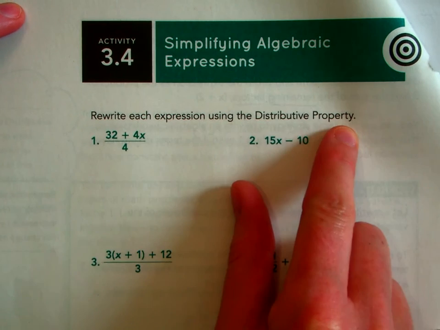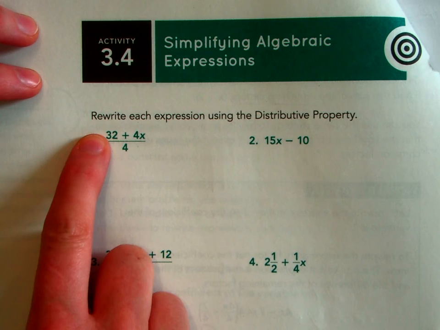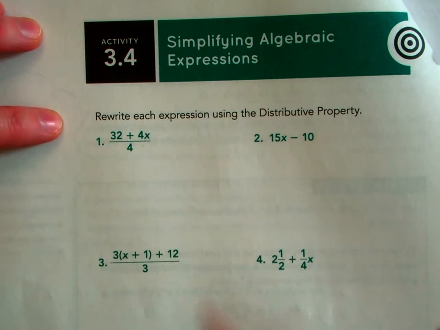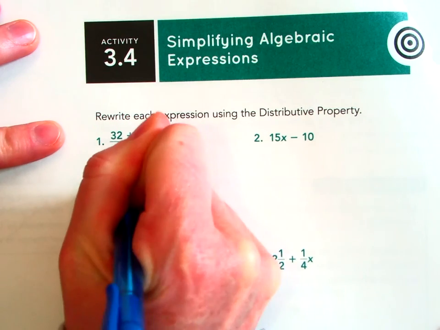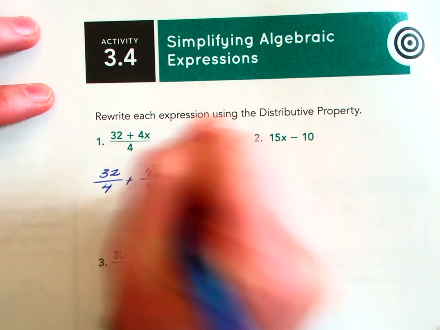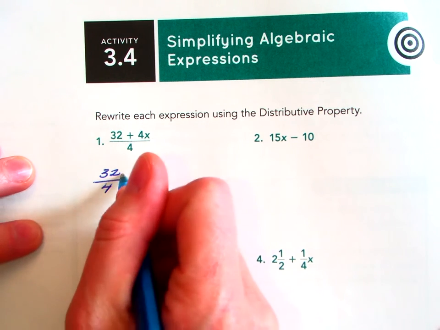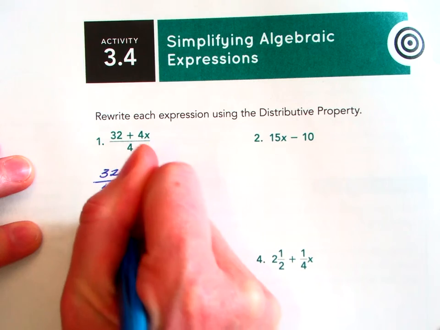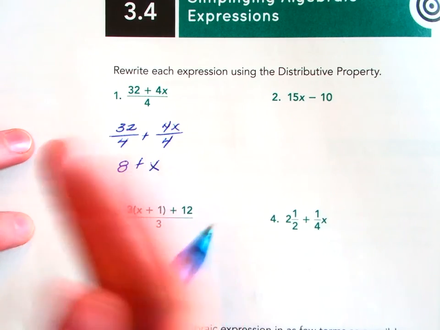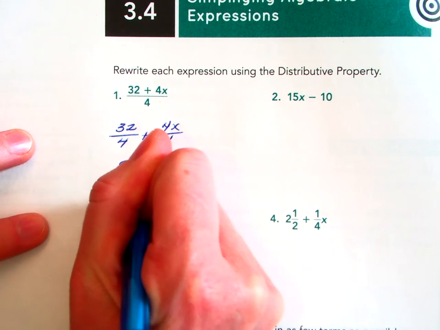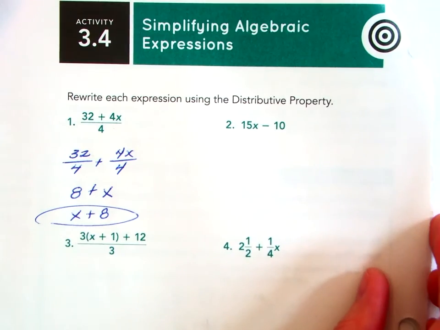Rewrite each expression using the distributive property. Well, this distributive property is when you divide both terms of the numerator by the divisor. So that's going to become 32 over 4 plus 4x over 4. And that can be simplified further: 32 over 4 is 8, and 4x over 4 is just x. But in general, we would swap those. Usually variables come first. So your final answer would be x plus 8.